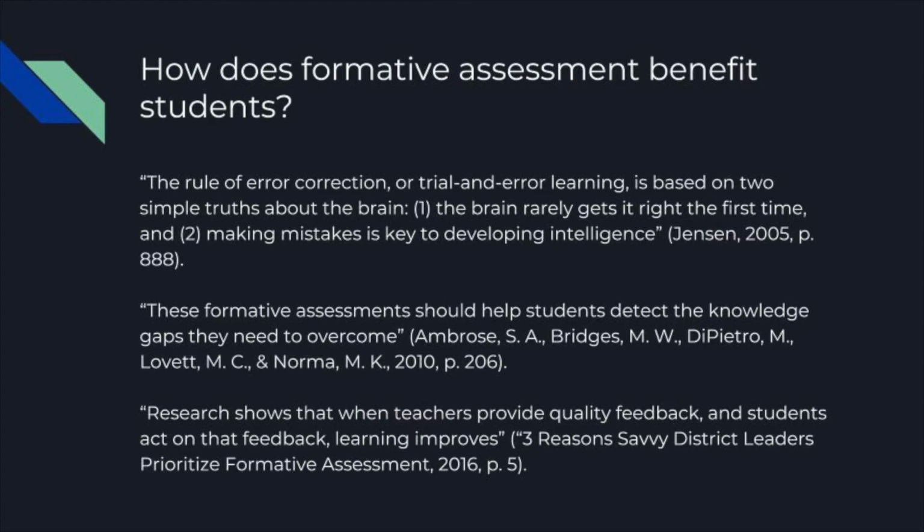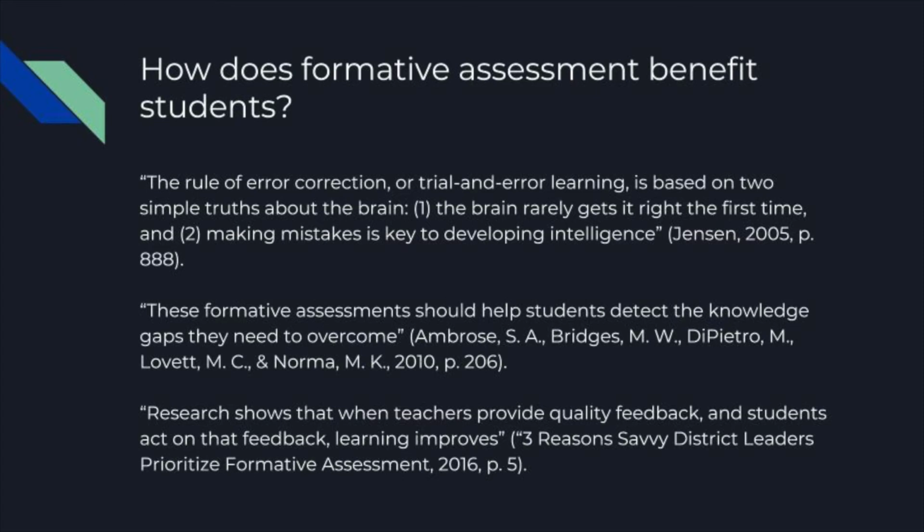Research shows that when teachers provide quality feedback and students act on that feedback, learning improves. Again, teachers benefit from this, students benefit from this. When a teacher is able to give good feedback and the student is able to receive and then act on it, it helps both parties and the classroom environment becomes a more positive one because everybody's on the same page. Students like to know what target they're shooting for. They like to know this is the outcome that my teacher expects. Here's how I can get to that outcome. That's why rubrics and things like that are so important.